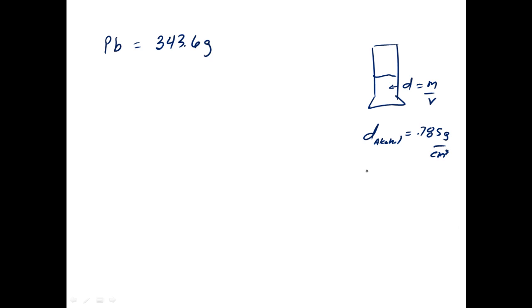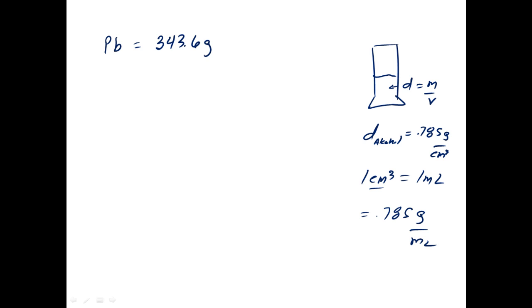Or here's something to remember. 1 cubic centimeter is equivalent to 1 milliliter. Again, if you're in nursing, 1 cubic centimeter, that's what we call 1 cc. All right. So you could also say the density of alcohol is equal to 0.785 grams per milliliter.